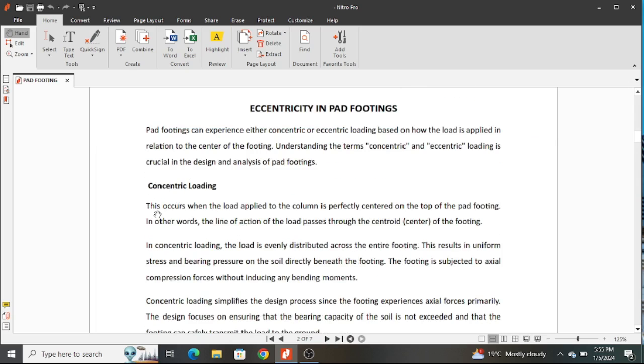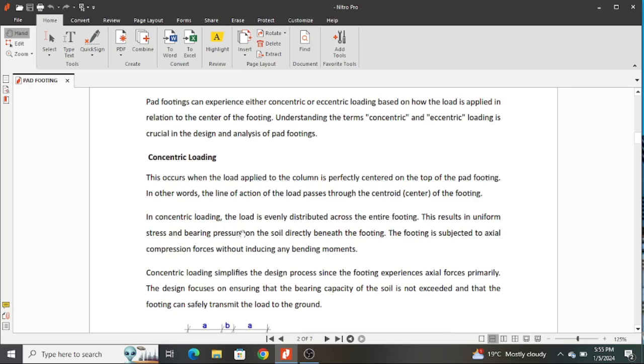So for concentric loading, this occurs when the load applied to the column is perfectly centered, just as I have explained before, on the top of the pad footings, i.e. the line of action of the load passes through the centroid of that footing. In concentric loading, the load is normally evenly distributed across the entire footing, and this results in uniform stress, uniform bearing pressure on the soil directly beneath the footing. Therefore, the footing is subjected to axial compression forces without inducing any bending moment. That is why concentric loaded footings are economical to design.